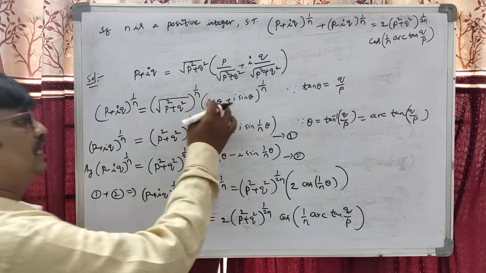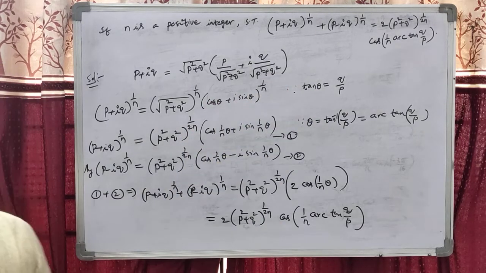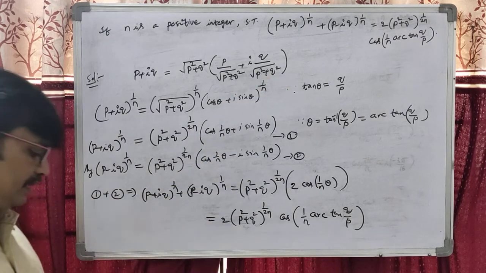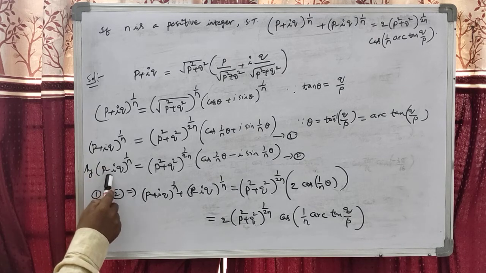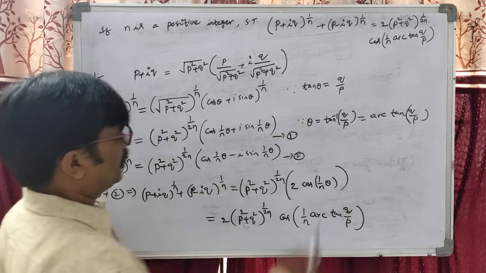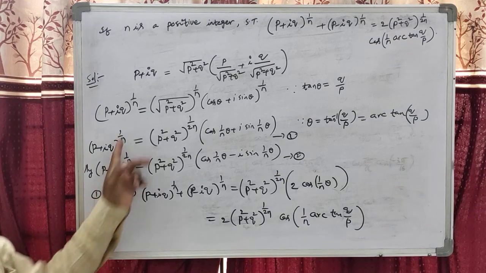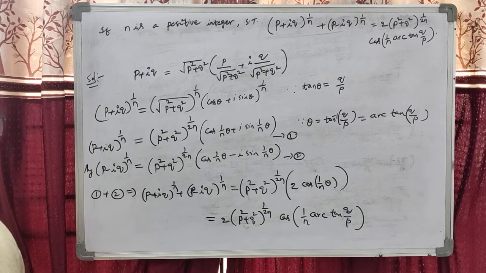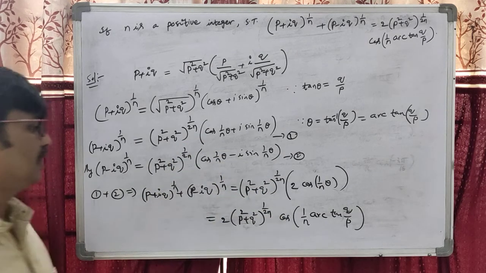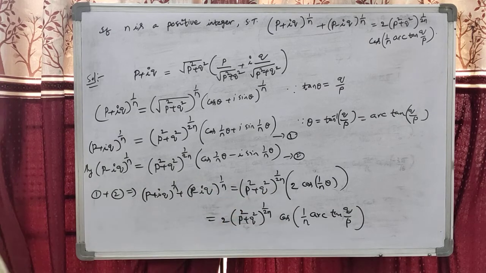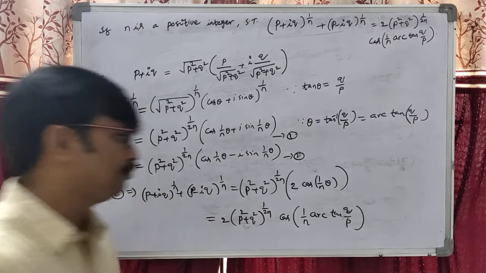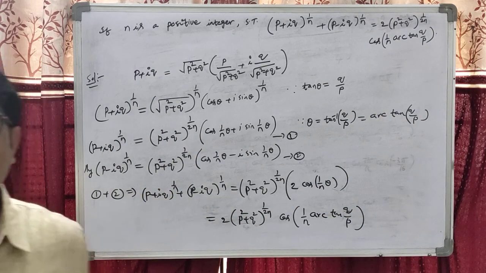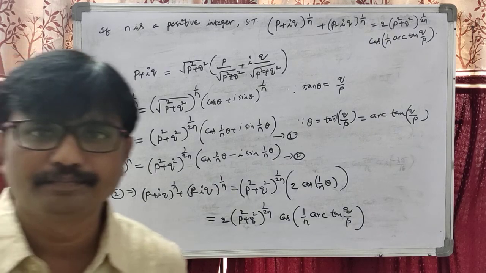After that, (cos θ + i sin θ) whole power n is cos nθ + i sin nθ. Now we take the minus between them. So this is 2. After that, 1 plus 2 implies (p + iq) whole power 1/n plus (p − iq) whole power 1/n. Plus i sin and minus i sin cancel. Cos plus cos is 2 cos, (p² + q²) whole power 1/2n. So θ is nothing but arctan(q/p).